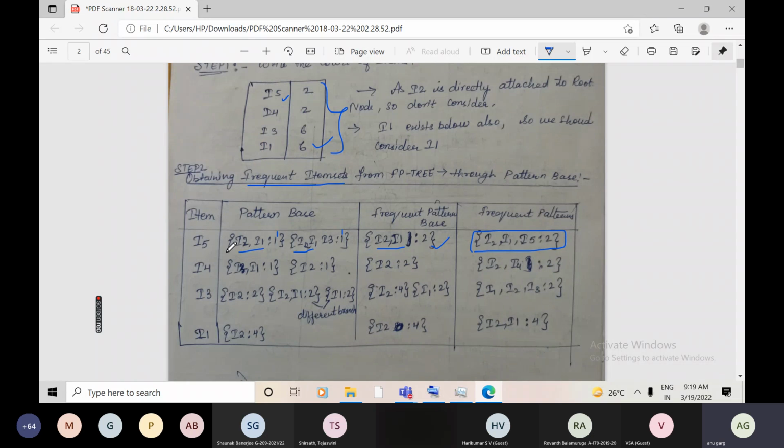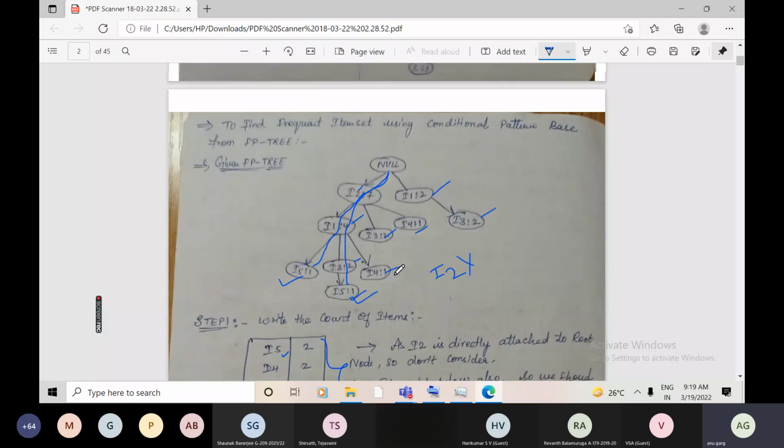And if you see what we have done, we have taken all the branches where I5 is connected to, and then we have found the frequent pattern in these two sets, and then we have joined I5 with that frequent pattern set, and we have also written the corresponding support. Similarly for I4.